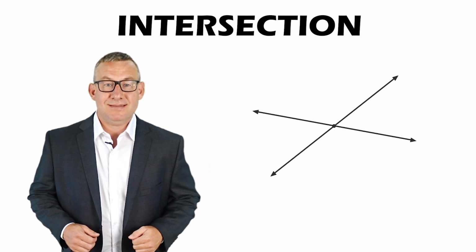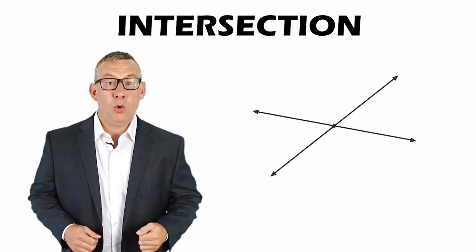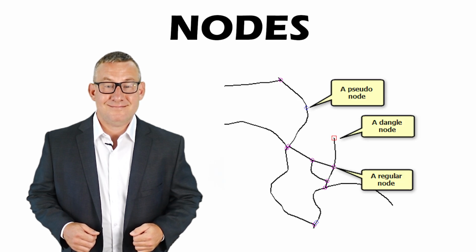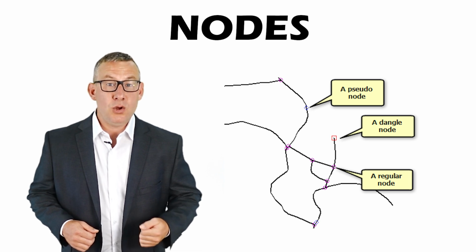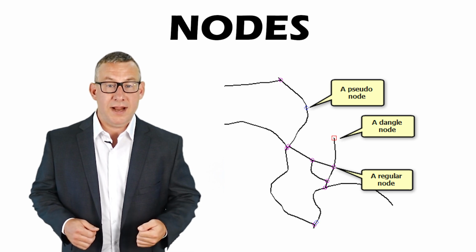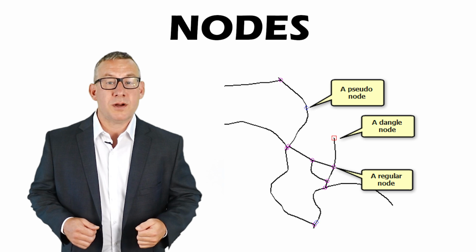An intersection. An intersection is a point common to multiple lines or multiple surfaces. A node. A node is a point at which line features end, intersect, or branch. Nodes are central or connecting points.